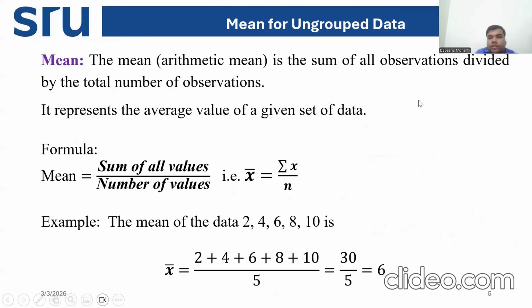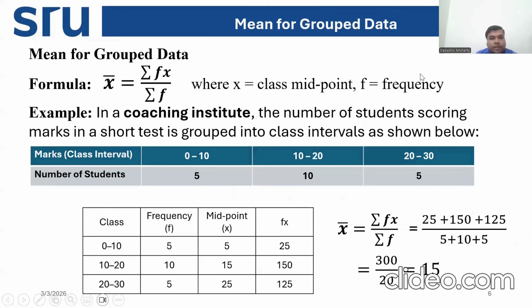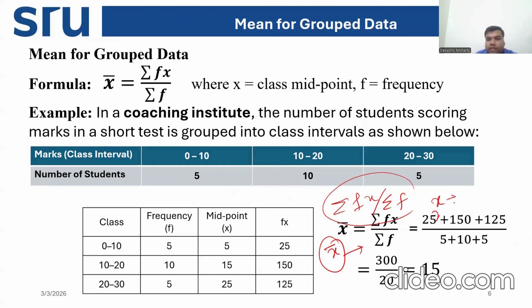Here we see the mean formula: x bar equals summation of fx divided by summation of f. This is for the grouped data case, where x is the midpoint and f is the frequency. So we can calculate x bar using this formula, which is used to find the mean of grouped data.